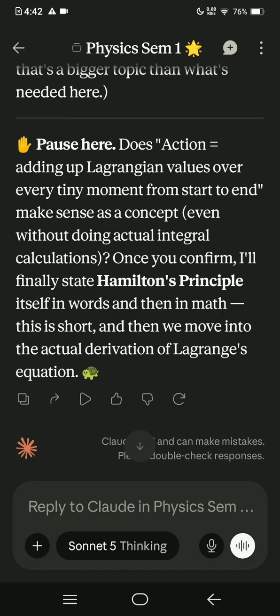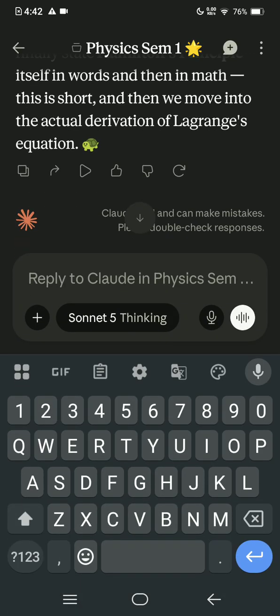Once you confirm, we'll finally state Hamilton's principle itself in words, and then in maths, this is short, and then we move into the actual derivation of Lagrange's equation.